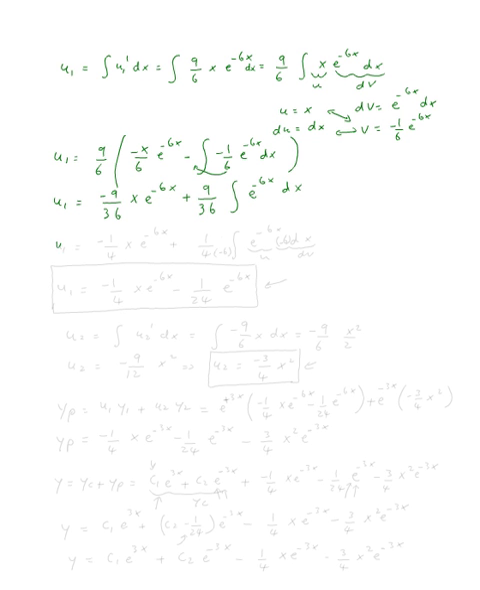Let's simplify this. u1 is equal to minus 9/2x, that is minus 1 divided by 4. 9 times 4 is 36. So this is going to be 4x e^(-6x). Same thing here, 1/4.